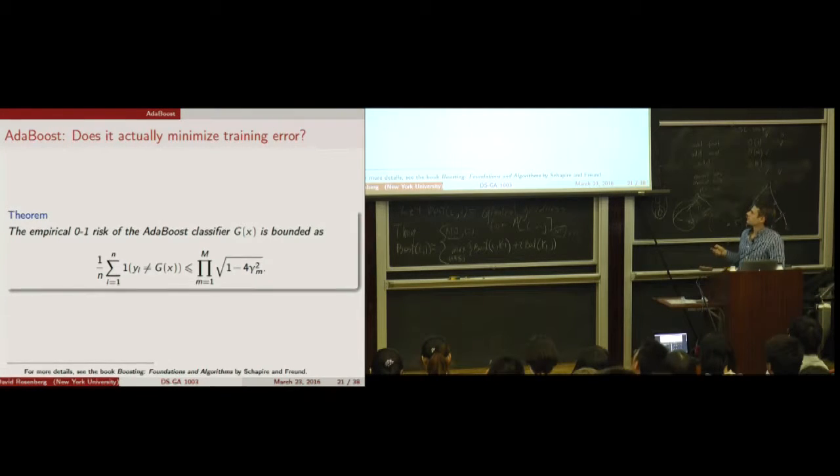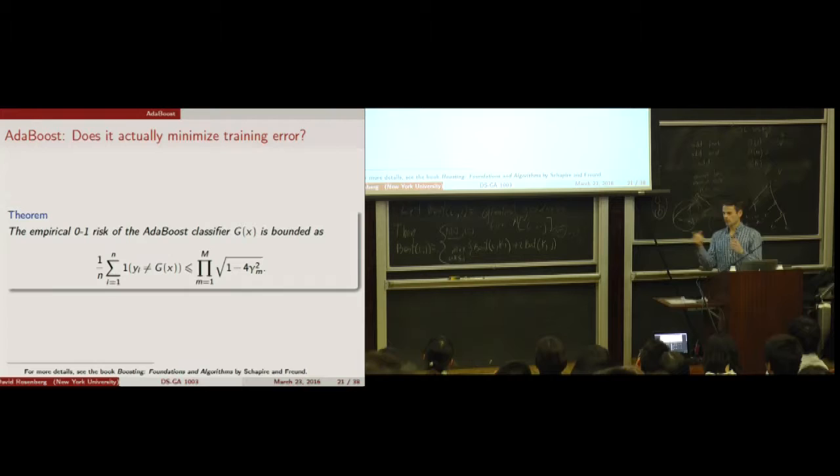This is the risk on the training data, the average number, the percentage of errors basically. It's bounded by this product. So what is it? It's in terms of gamma M. Gamma M is the edge of the individual classifiers. Right. So would you think big edge should be better, right?